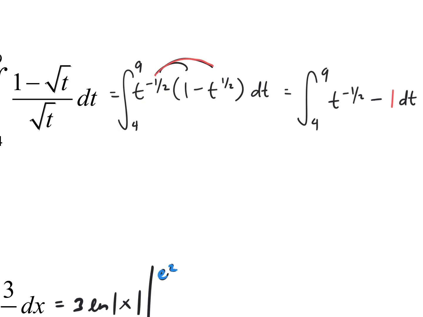Okay, so the integral of t to the negative 1/2 is going to be t to the negative 1/2 plus 1, which is 1/2. And I'm going to divide by 1/2, which is the same thing as multiplying by 2. So 2t to the 1/2. Yes, but then I also have to evaluate what's the integral of negative 1. Negative t, so just minus t. And then from here we can evaluate this both at 9 and at 4.